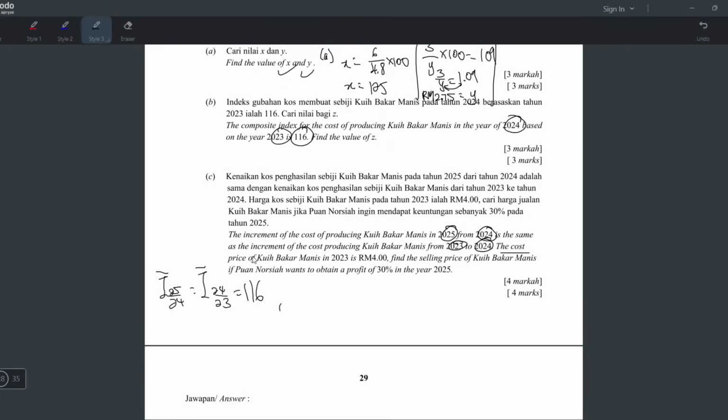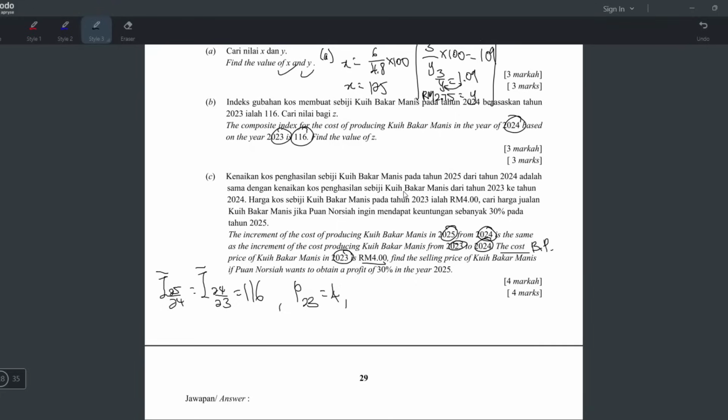The cost. Okay, so this one is confirm the P. The cost price of kueh bakar manis in 23 is 4 ringgit. So it's 23, 4 ringgit, the price in 2023. And then find the selling price of kueh bakar manis if Puan Norcia wants to obtain a profit of 30% in the year 2025. Okay, they want to find the selling price in 2025, but let me tell you, this 4 ringgit is the cost price. And cost price, I usually tell my students, is like a buying price.